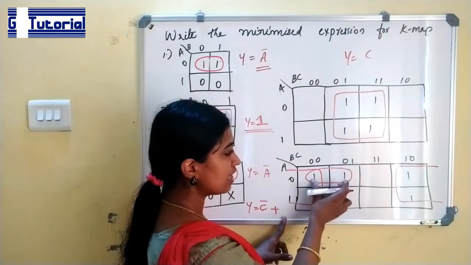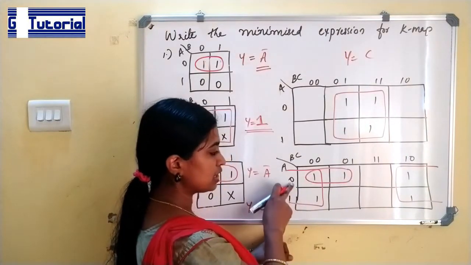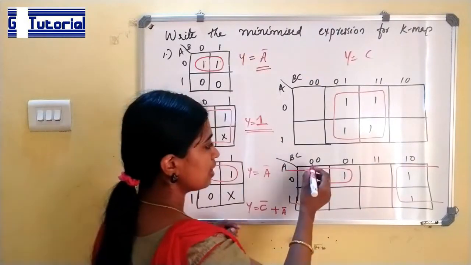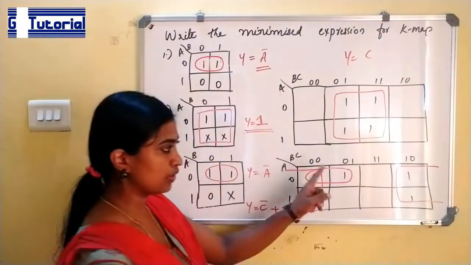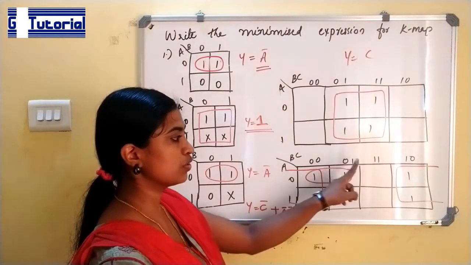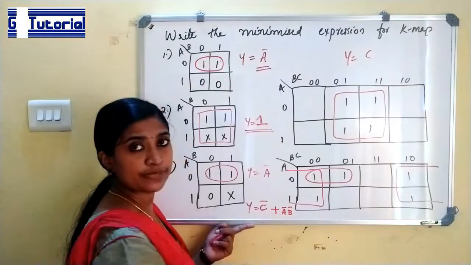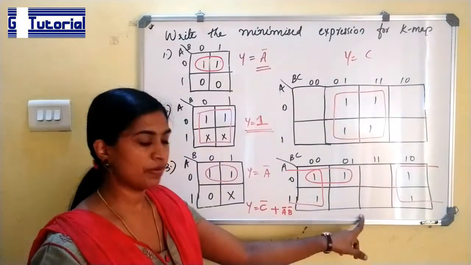The next term is this pair. In this pair, A is not changing, and since A is 0 it is A bar. B is also not changing, so B bar, since B is 0. But the value of C changes from 0 to 1, so it is not taken. This is the simplified expression for this K map.